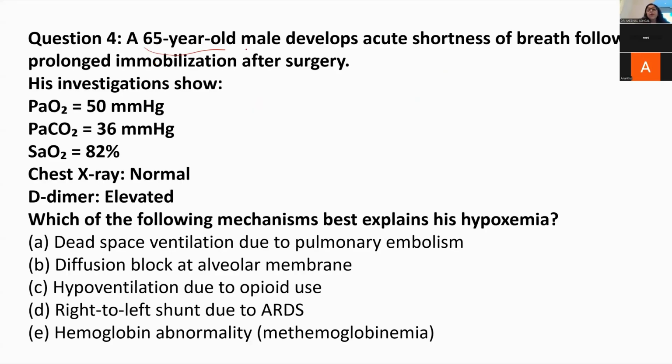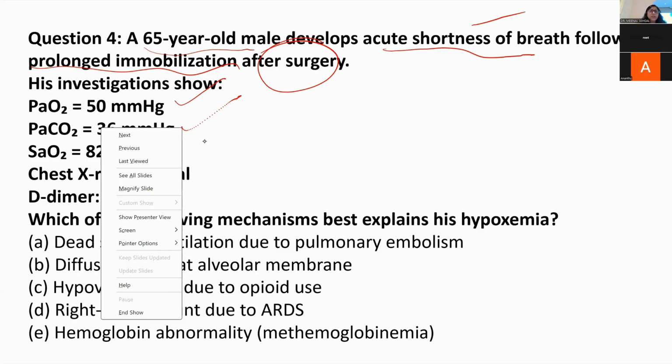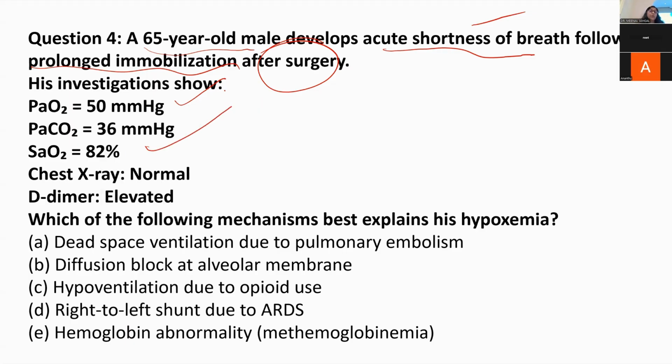We have a 65-year-old male who develops acute shortness of breath following prolonged immobilization after surgery. So, acute shortness of breath following immobilization, showing hypoxia, hypocapnia, saturation is dropped, X-ray still is normal, and D-dimers are elevated. Now, elevated D-dimer. The PO2 is also low and the saturation is also low.